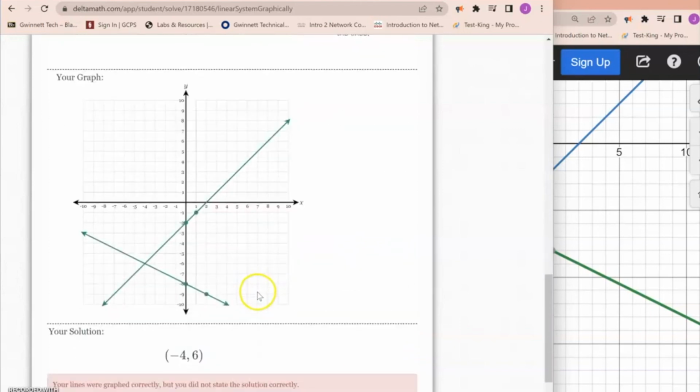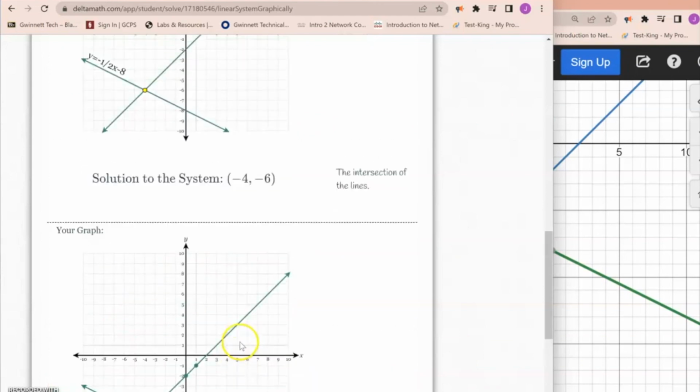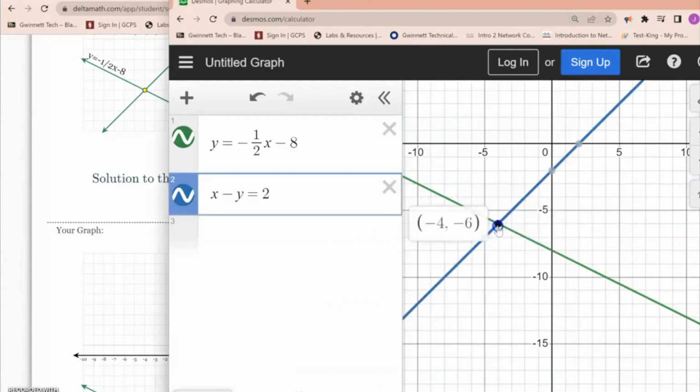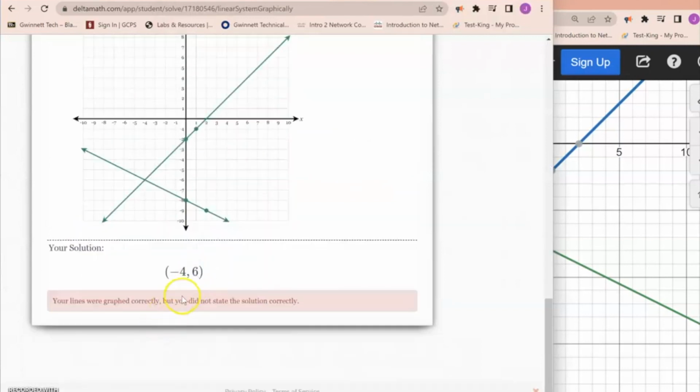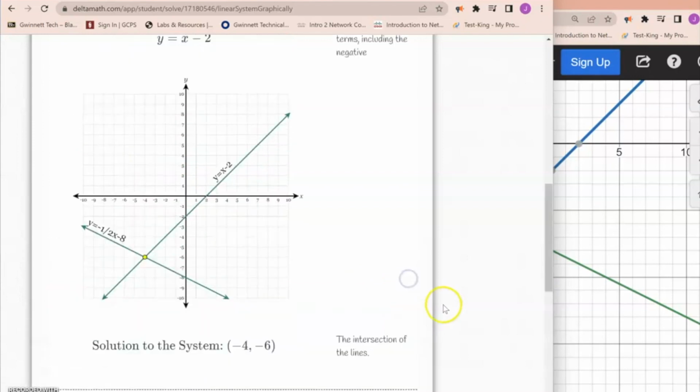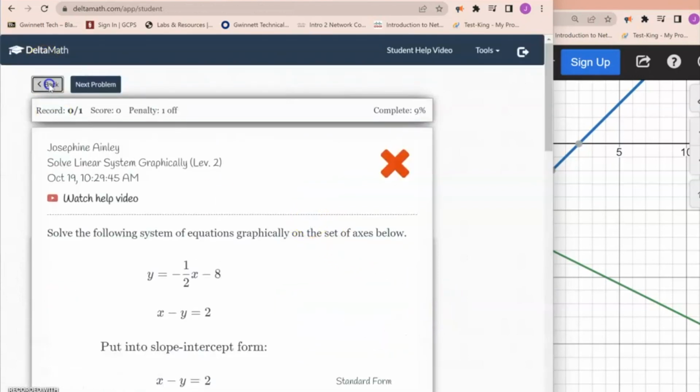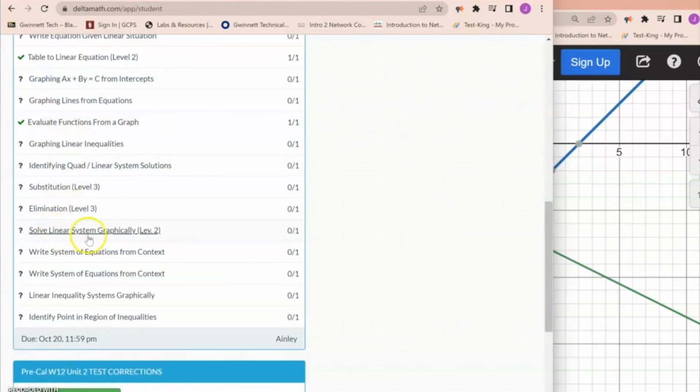Your lines are graphed correctly, but you did not state the solution correctly. Why? Oh, I didn't put the -6, y'all. Oh my gosh. All right, so please be careful. So click on it, look at it. So -4, -6. So please make sure that you copy it down. -4, -6. All right, so that's linear by graphs.